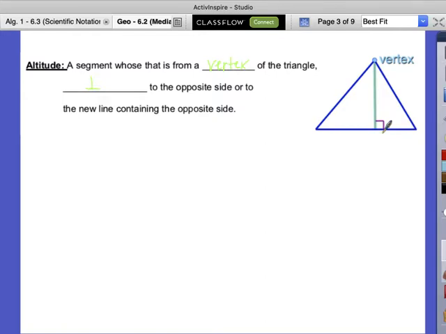So just in the same way, we want the segment to be perpendicular to the edge of the triangle, and this would be the triangle's height. Maybe that's something you want to write in right above the altitude or right below the altitude, that it is the triangle's height. Okay, this is the height of the triangle.